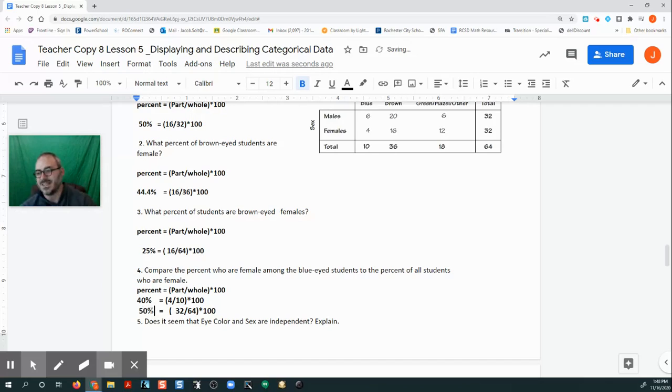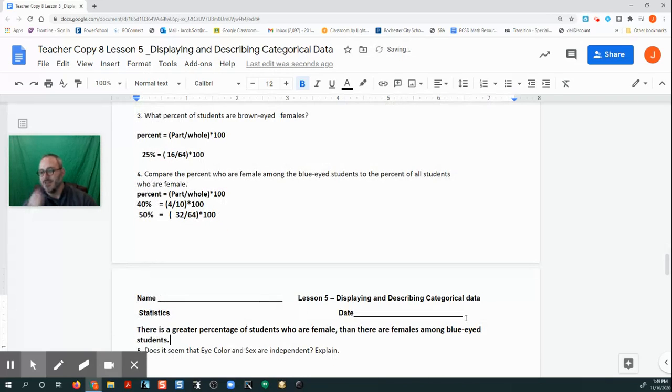Now, it asked me to compare, so I probably need a sentence here, right? There is a greater percentage of students who are female than there are females among blue-eyed students. Comparing two percentages, right?